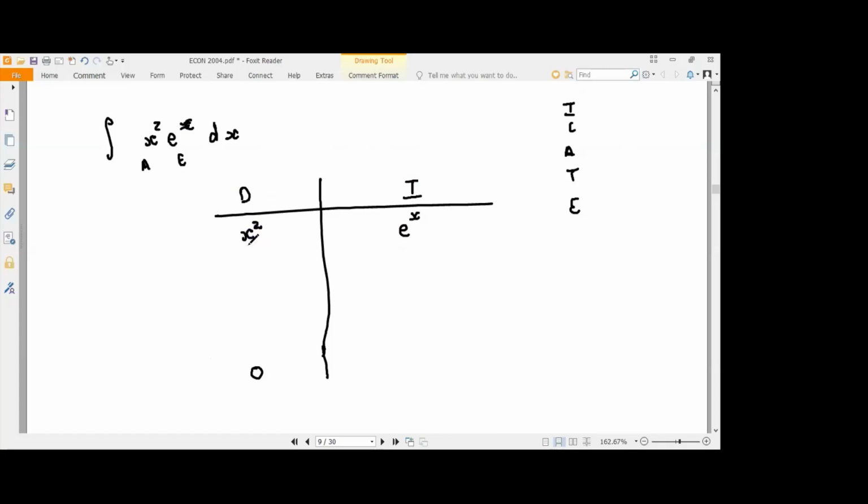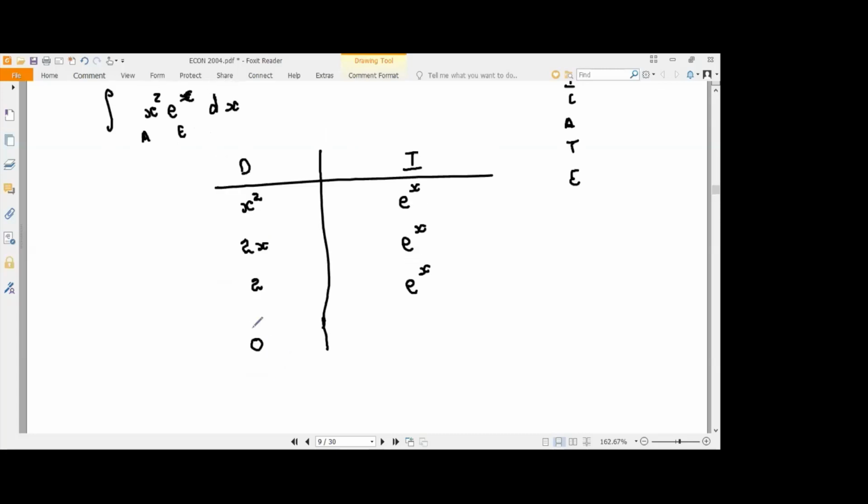So differentiate x squared until you get a value of 0, integrate this continuously. Ready? So when I differentiate x squared, I get 2x. When I integrate e to the x, I get the same thing. So that's very easy for us. When I differentiate 2x, I get 2. When I integrate e to the x, I get e to the x. When I differentiate 2, I get 0. So we're finished with the table here, right? Now, this is your answer.